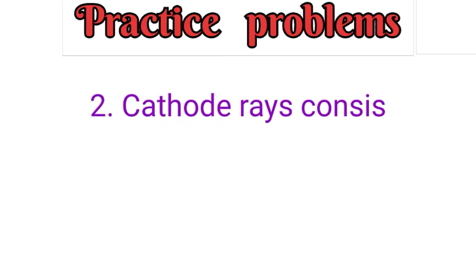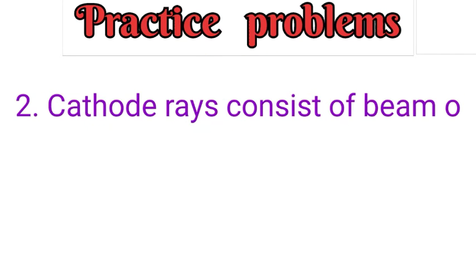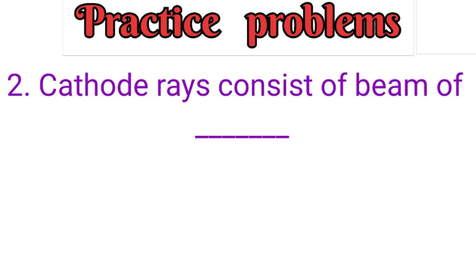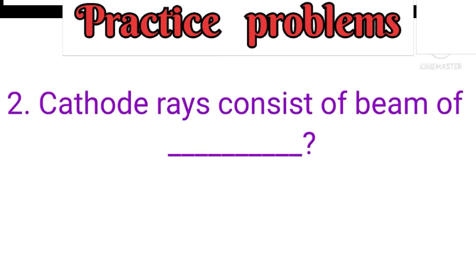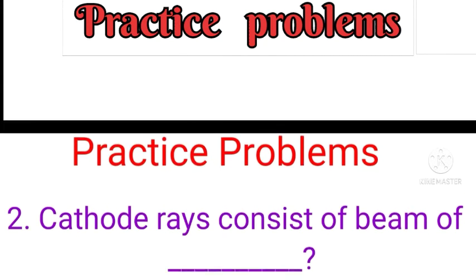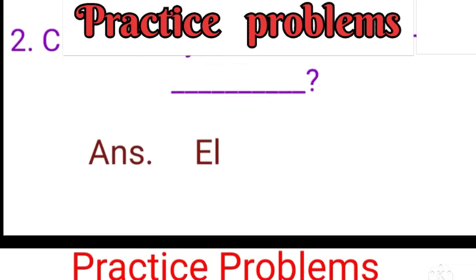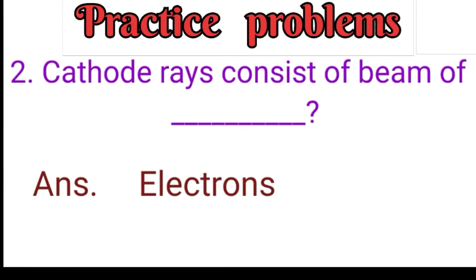Okay, now let's come to the second question. Cathode rays consist of beam of what? So this is a very simple question, isn't it friends? And the answer for this is electrons. So the cathode rays consist of beam of electrons.